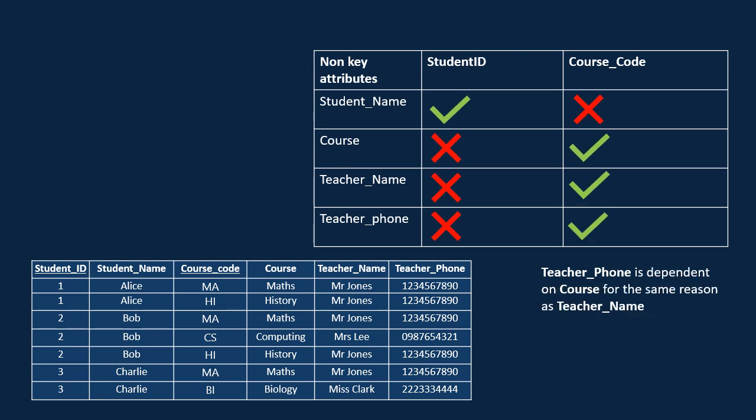And then finally, we're going to check to see if teacher phone is dependent on course code. If we look at the course code here, let's say we take maths, we'll see that the teacher phone number is always 1234, starting with 1234 in each of these cases. And if we went through each of the other course codes, you'd find the same thing as well. So the teacher phone would be the same for each given course code.